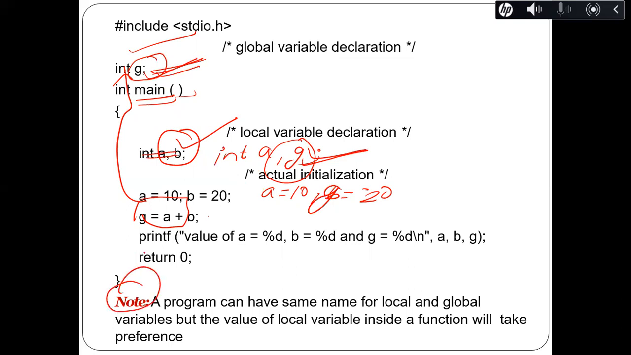Usually this type of question might be asked in an MCQ. The same variable name can be used as a local variable as well as a global variable, and the preference will be given to the local variable. So this is the scope of the variable. What is the scope of the variable? Two things: one is local, another is global. Local and global are not types of variable; they are the scope of the variable.